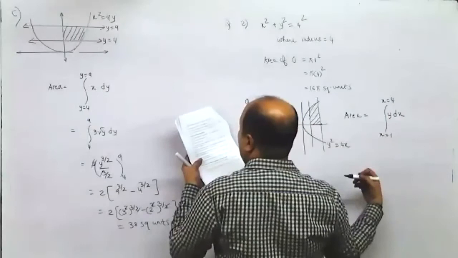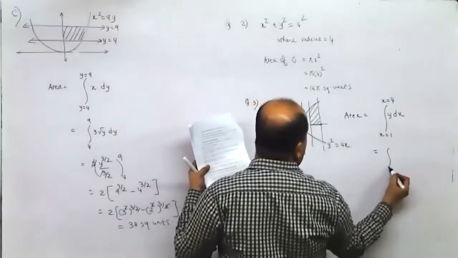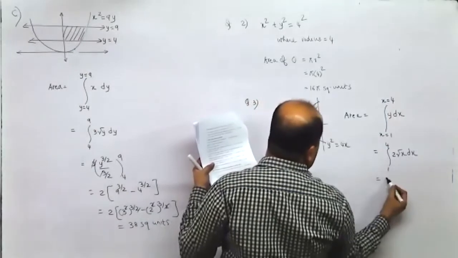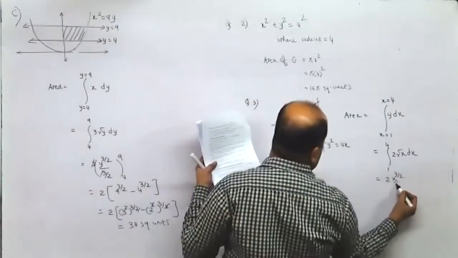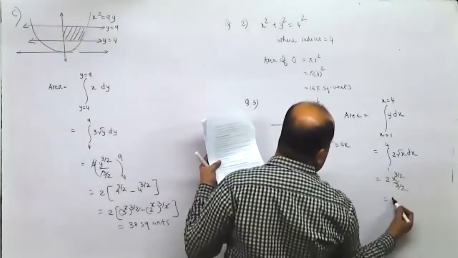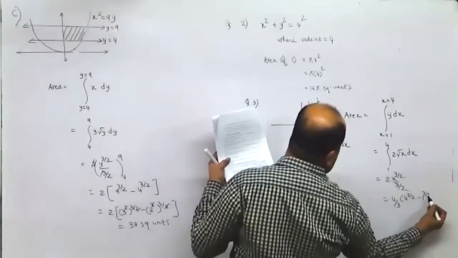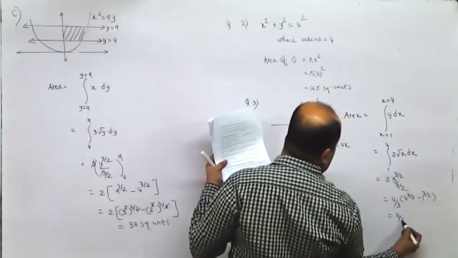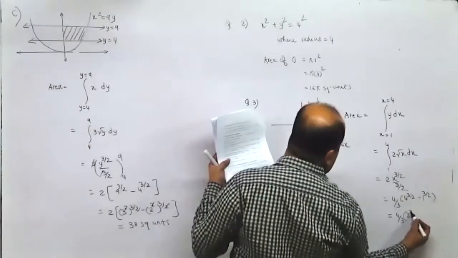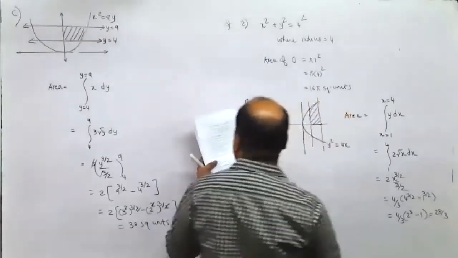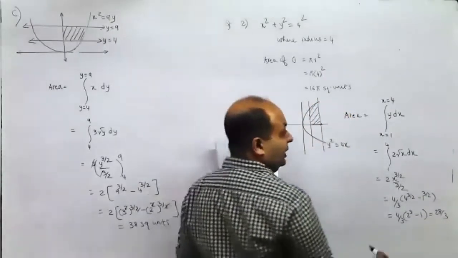Now y square is 4x, that means this is 2 root x. So this would be 2 into x raised to 3 by 2 upon 3 by 2. This goes up, it becomes 4 by 3. This is 4 raised to 3 by 2 minus 1 raised to 3 by 2. So this would be 4 by 3. This is 2 square, so 2 cube. Then this is 1. So 8 minus 1 is 7. 28 by 3 is the answer. 28 by 3 square units.